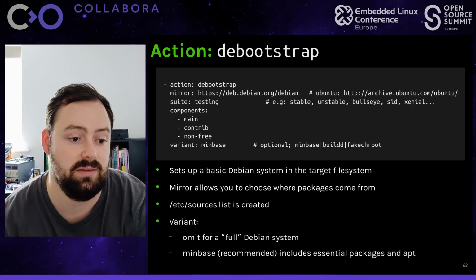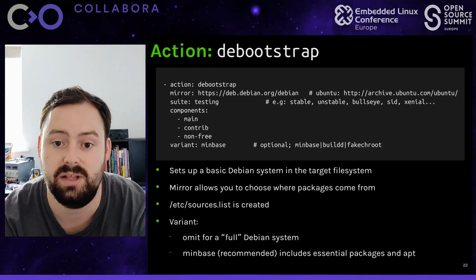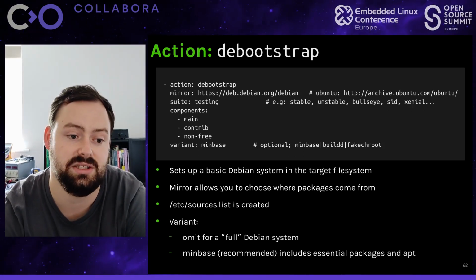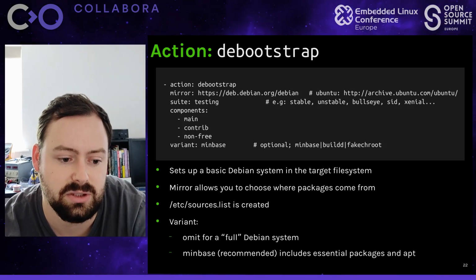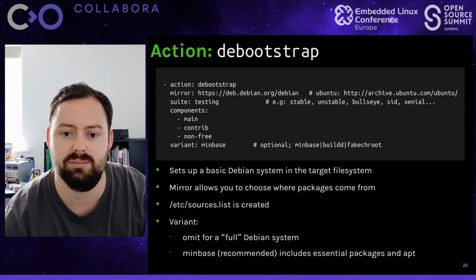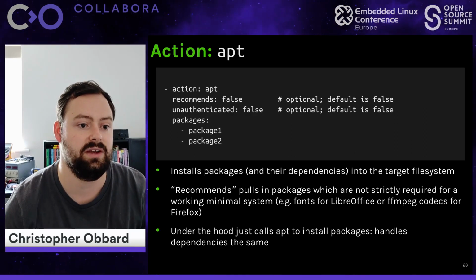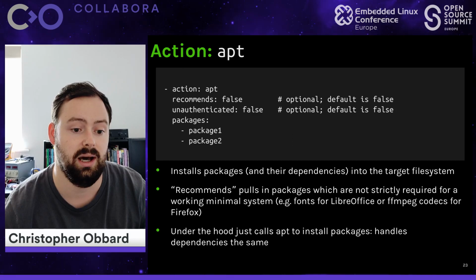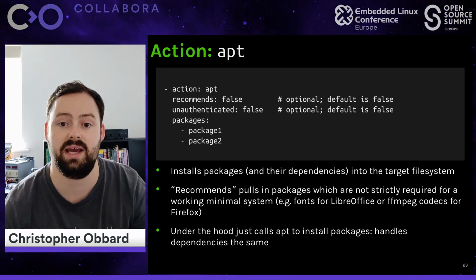Also, you have the variant parameter. If you do not include this, you'll basically get a full Debian system with lots of small packages, but we tend to use minbase because that really is the minimum system that you would have, which just has the essential packages and apps, so you can install more packages, basically. Then you have the apt action where you can install more packages and the dependencies. It just calls apt and handles the dependencies the same way as if you're calling apt on your system.